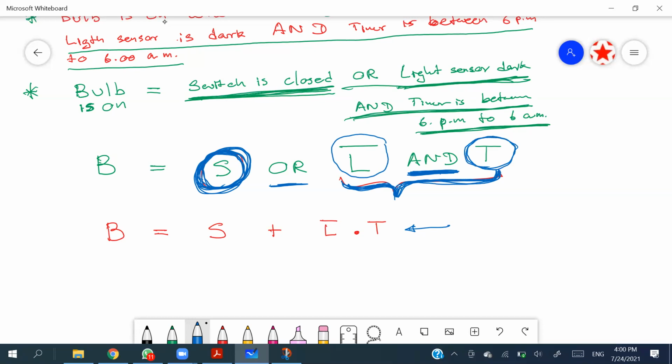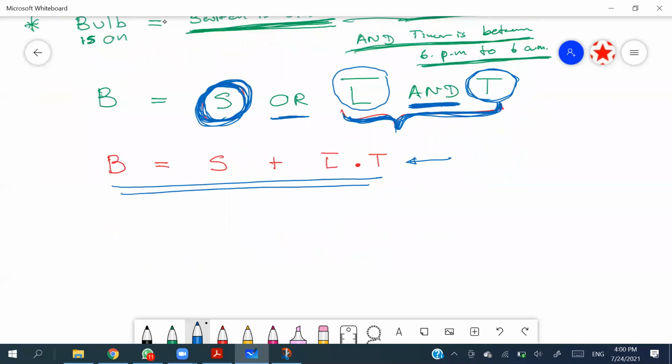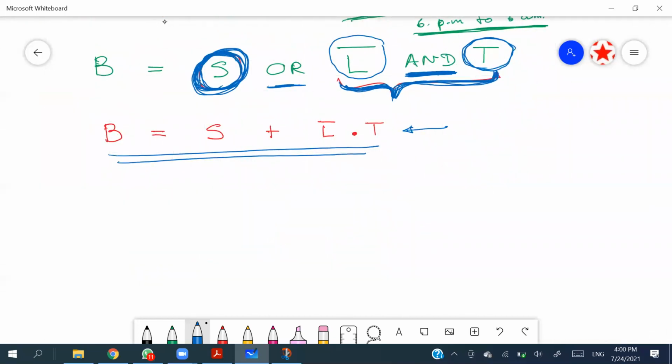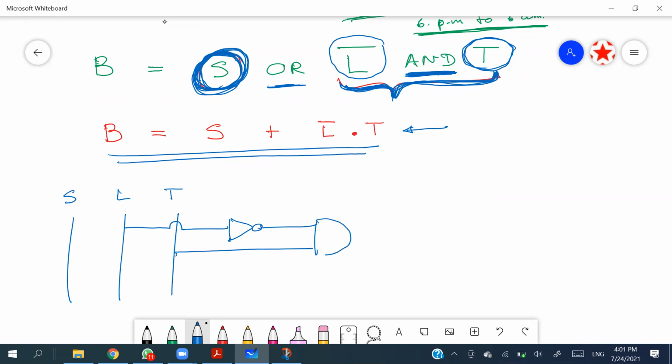Right? So we can write the final answer like this. So according to this, how we are going to draw the circuit? It's easy. S, L, and T is there. So first we are creating L bar dot T. You know why? L bar must be made first, as we discussed when drawing circuits. So we create L bar. Then we take T and we put it through an AND gate.